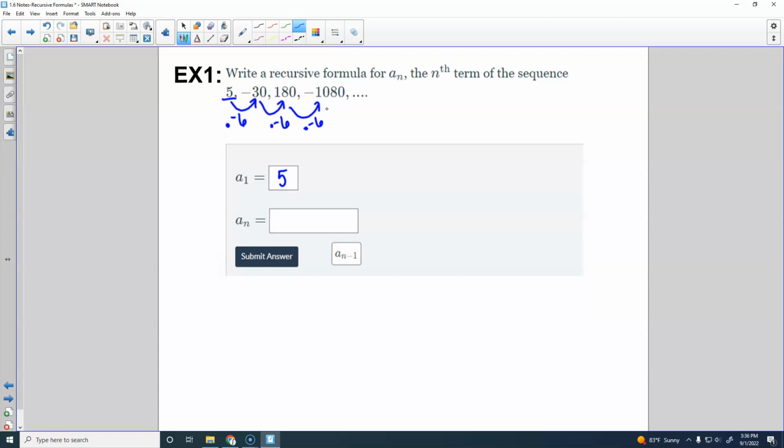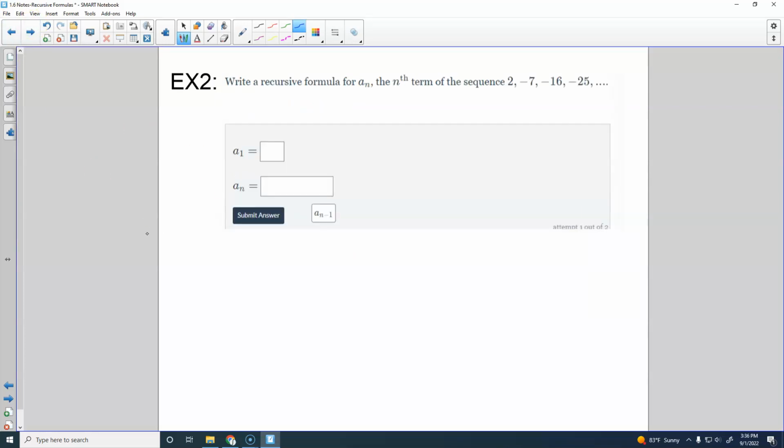If you ever see your terms alternating between positive and negative, you're multiplying by a negative number. So in this case, we would have negative 6 times the previous term, and that previous term is a sub n minus 1. When you're doing this in Delta Math, there's this little button down here that you're going to click when you need to use a sub n minus 1. So we'll notice, multiplying a geometric sequence ends up with our recursive formula being something that is multiplied.